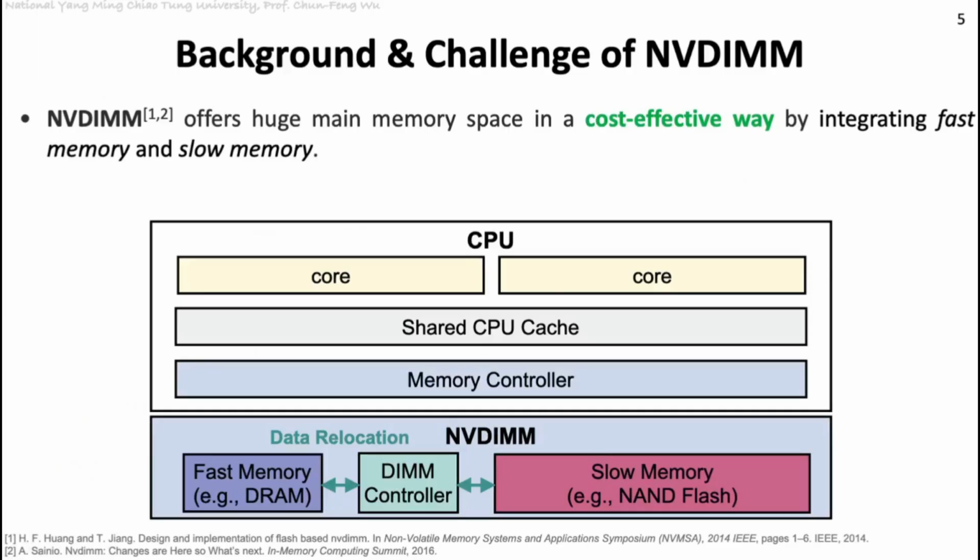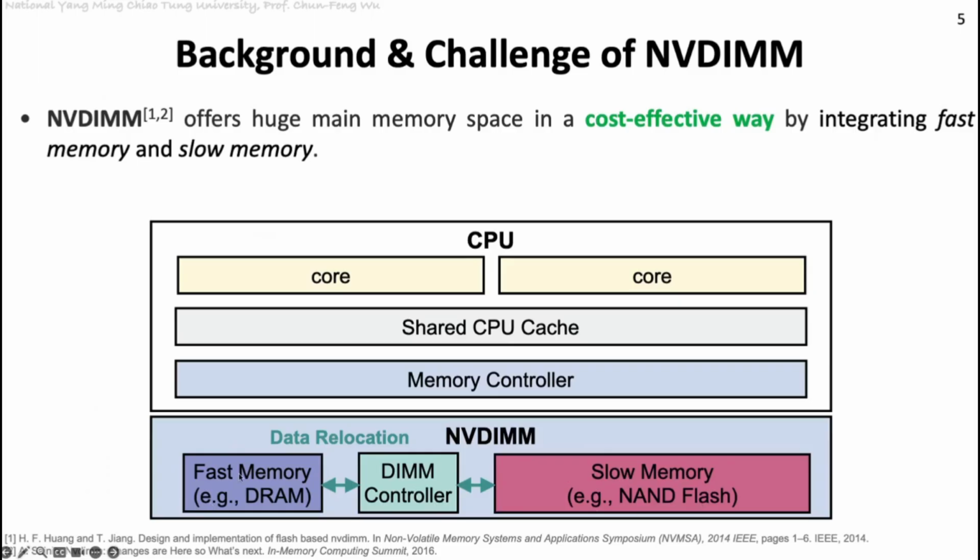So at that time, there was a device called NVDIMM. Inside NVDIMM, there are 3 main parts. The first part is the fast memory chips, and the fast memory chips are usually DRAM. And then there is another kind of memory chip, the slow memory chips. The slow memory chips are usually built from NAND flash.